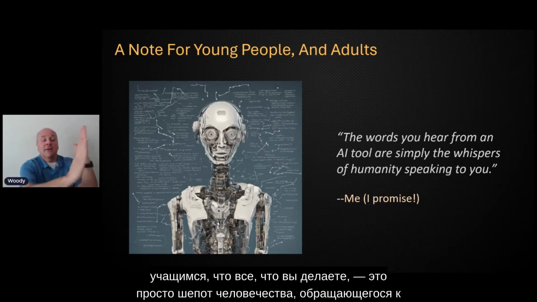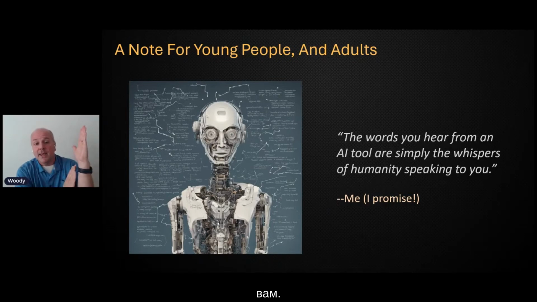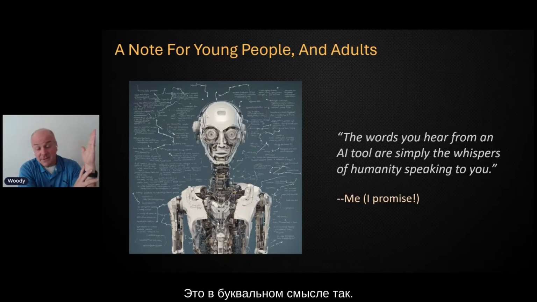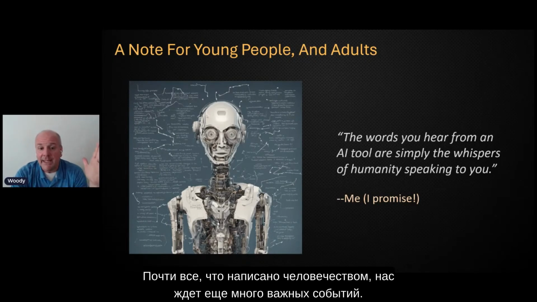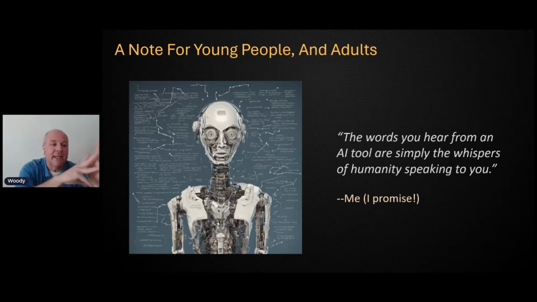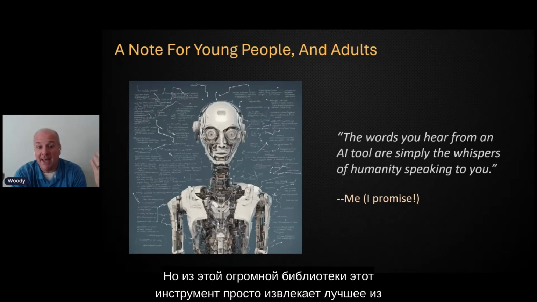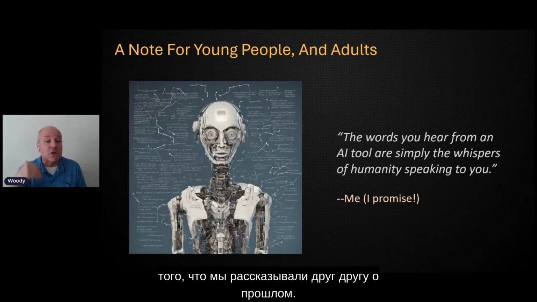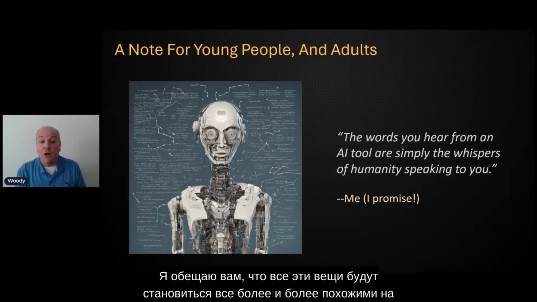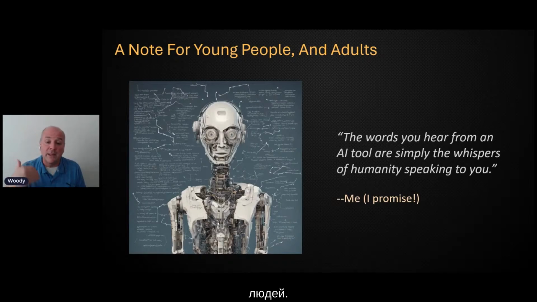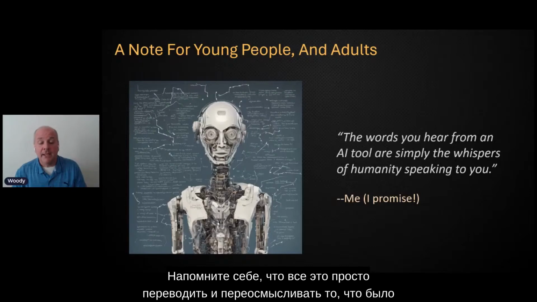They are trained on everything that is written by humanity. Okay, most everything that's been written by humanity. We've still got some big things that are coming, but from that massive library, this tool simply extracts the best of what we have told each other about the past. Always remember that. I promise you, these things will start to appear more and more human-like. Remind yourself that all they are is just retranslating and reframing different things that have been said. AI didn't help me with that. That was my quote. You're welcome to use it, okay?